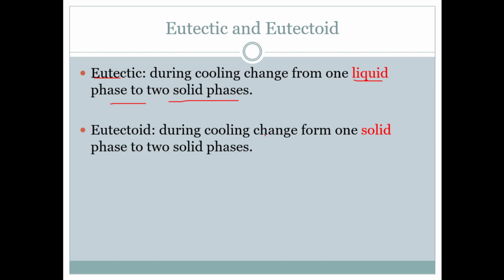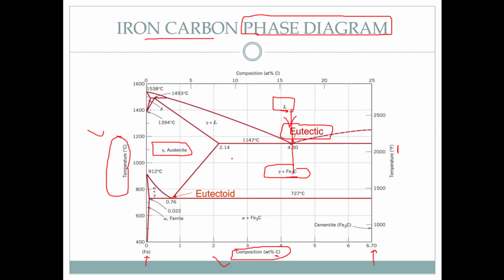Eutectoid: during cooling it changes. So here, if we are cooling down, it will change from one solid phase to two solid phases. Okay. So in the eutectic, we are moving from liquid during cooling to two solid phases. But in the eutectoid, we are moving from solid, not from liquid. Okay, from solid to two solid phases, which are cementite and ferrite.